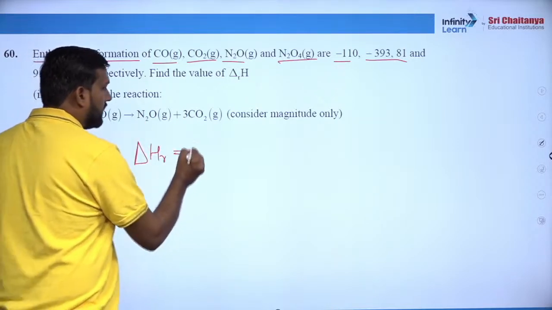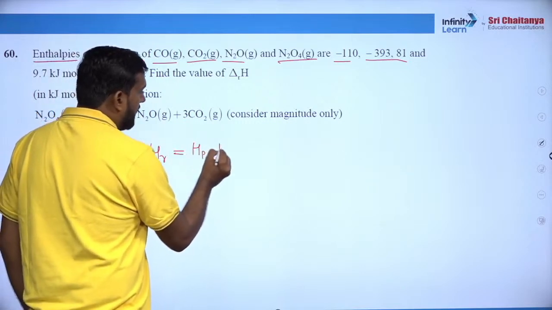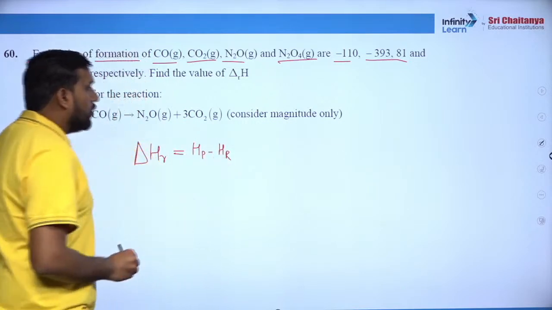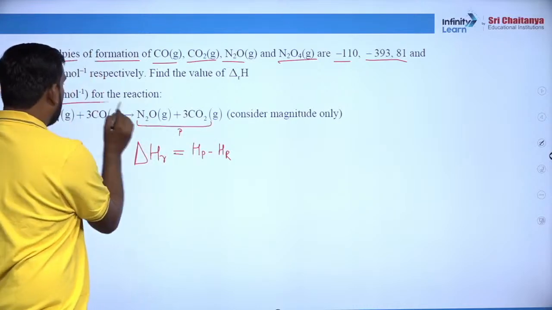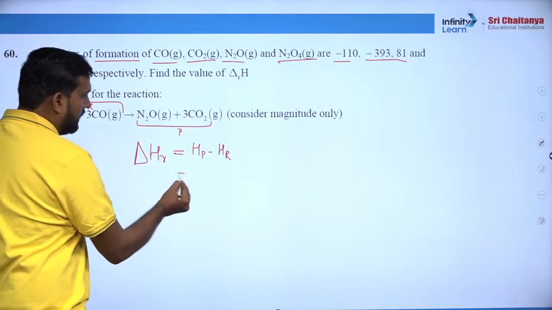So this can be calculated by HP minus HR. Now what are the products? These are the products, and these are the reactants. So let's substitute the values here.